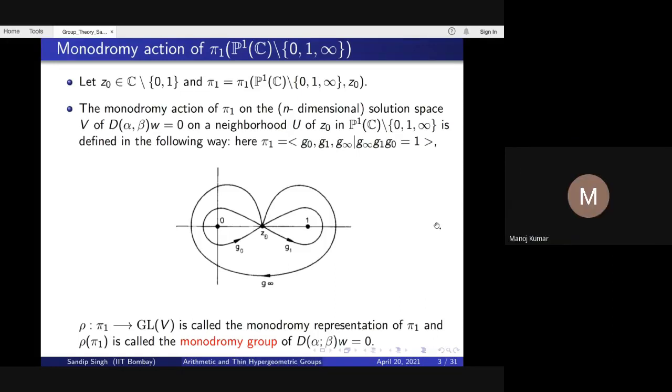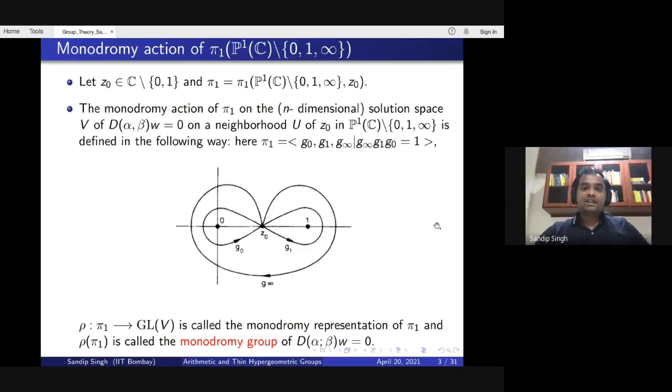I just defined the action of pi1 on the solution space, which is an n-dimensional vector space of the differential equation D(alpha, beta) w equals 0. That way I get a representation of pi1 inside GL(V). That representation is called the monodromy representation of pi1, and rho of pi1, the image of pi1, which is a subgroup of GL(V), is called the monodromy group of this equation.